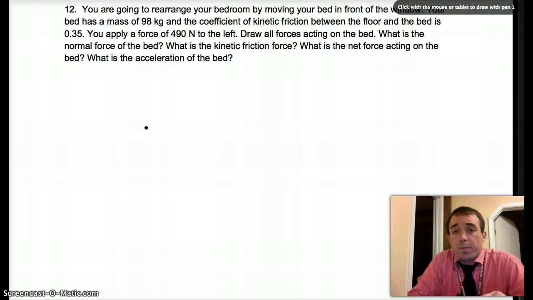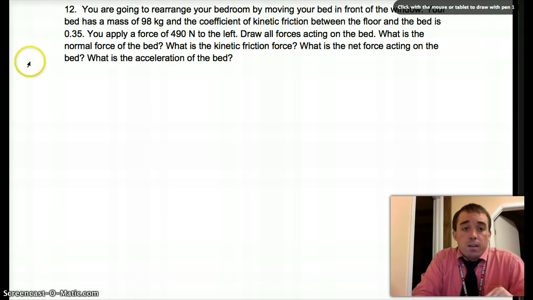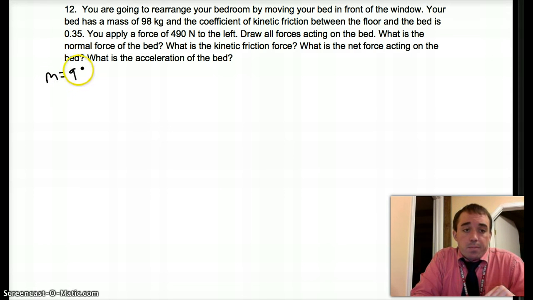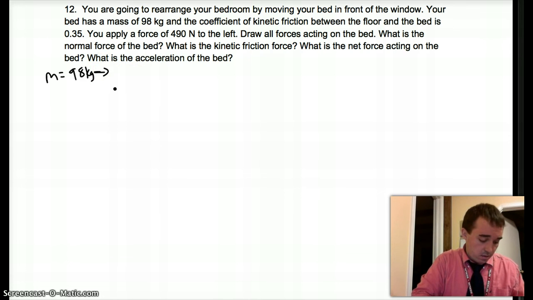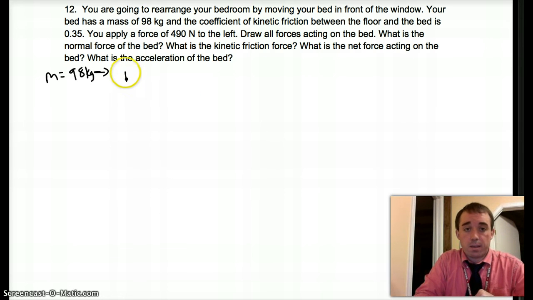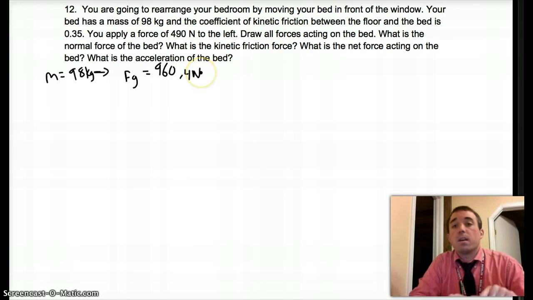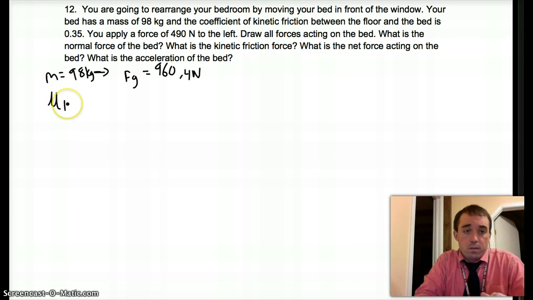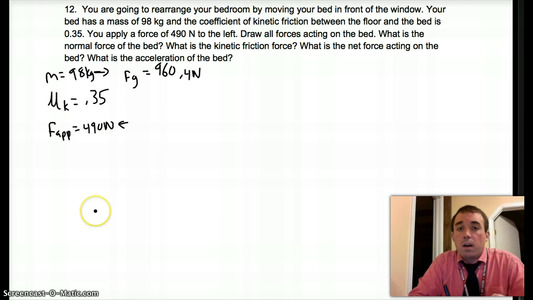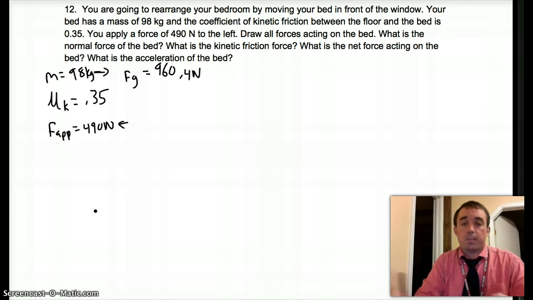You're going to rearrange your bedroom by moving a bed in front of the window. Who cares about that? The bed has a mass of 98 kilograms. When I see mass, I change that to weight: 98 times 9.8 gives a weight, Fg, of 960.4 newtons. Alright, we have a coefficient of friction, just sort of listing our knowns. The coefficient of kinetic friction is 0.35. You apply an applied force of 490 newtons to the left. Draw the forces acting on the bed. What is the normal force? What is the kinetic friction?